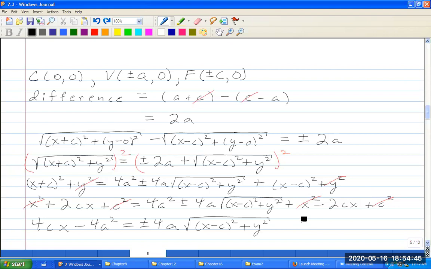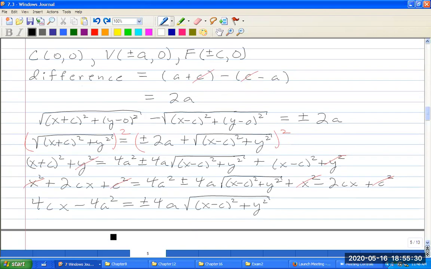Let's use the perfect square trinomial formula. So x squared plus 2cx plus c squared. Well, the 4a squared stays the same. The plus or minus 4a remains the same, times the radical of (x minus c) squared plus y squared. So now let's multiply this out. So this becomes x squared. Squares cancel. The c squares cancel. Let's add 2cx to both sides of my equation and subtract 4a squared from both sides. So far, it's virtually identical to what we did for an ellipse.